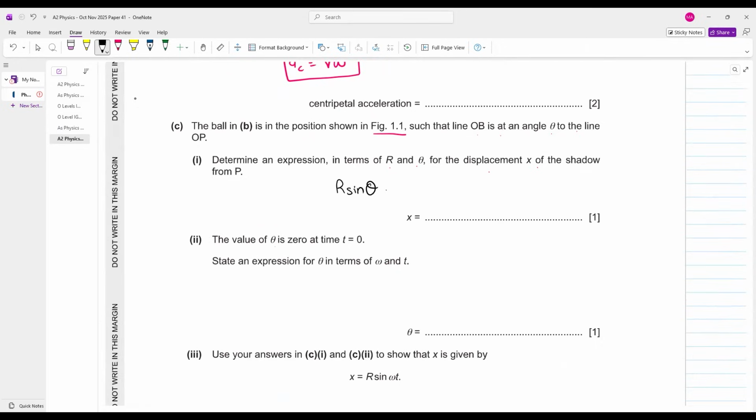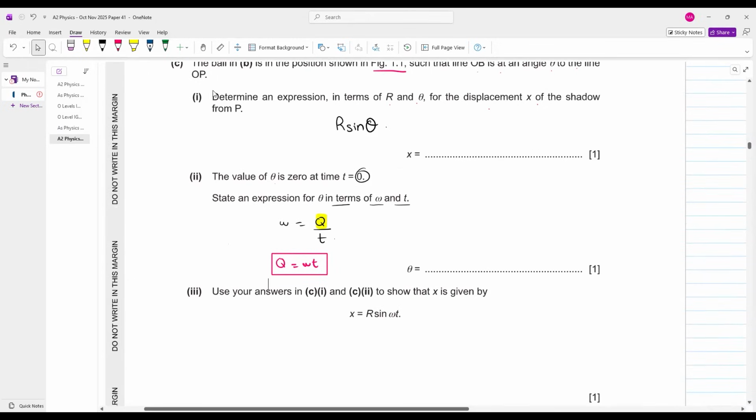Now the value of theta is 0 at time t equals 0. State an expression for theta in terms of W and t. Very easy. W is equal to theta, that is angular displacement, divided by time. So theta is equal to W into t. This is also done. Use your answer in C part 1 and your answer in C part 2 to show that x is given by this equation.